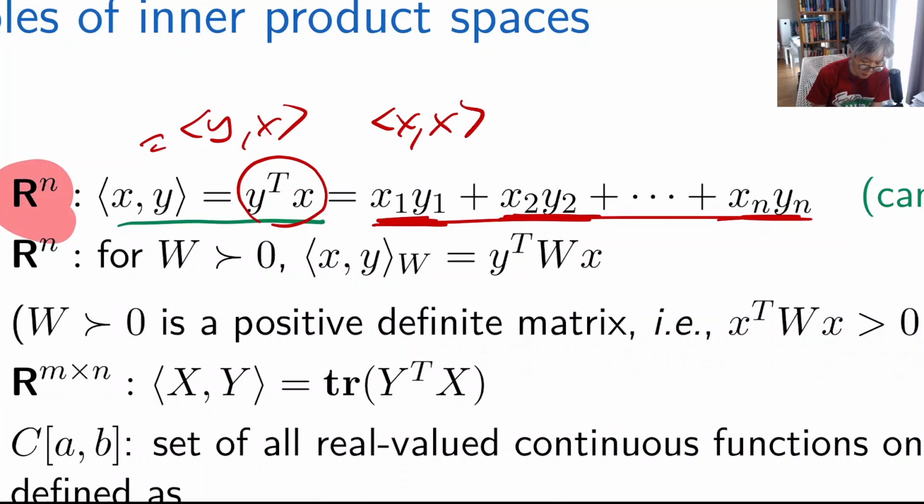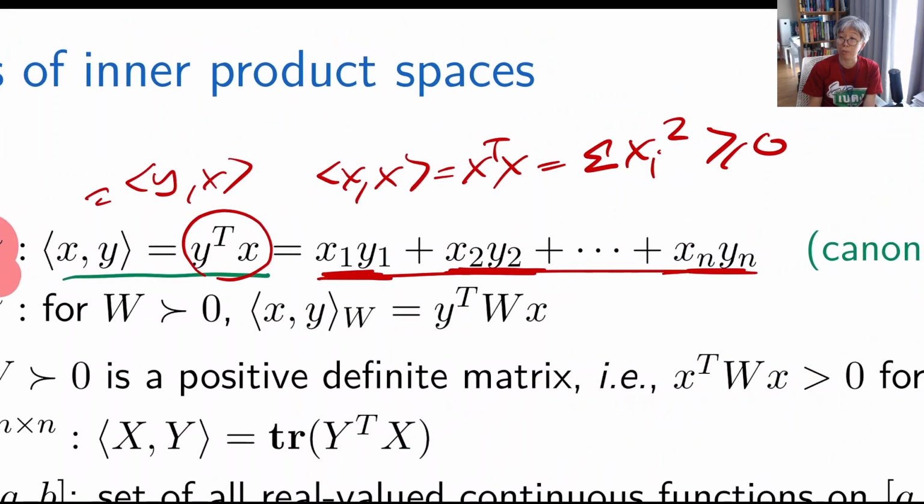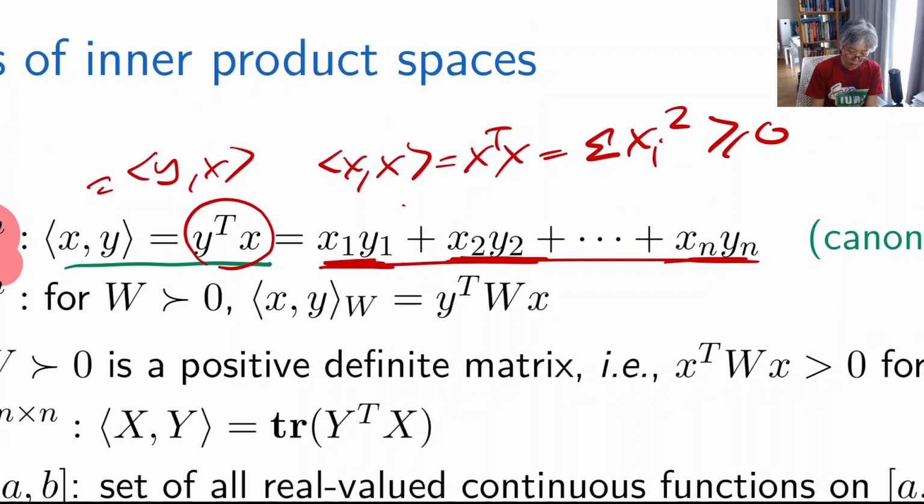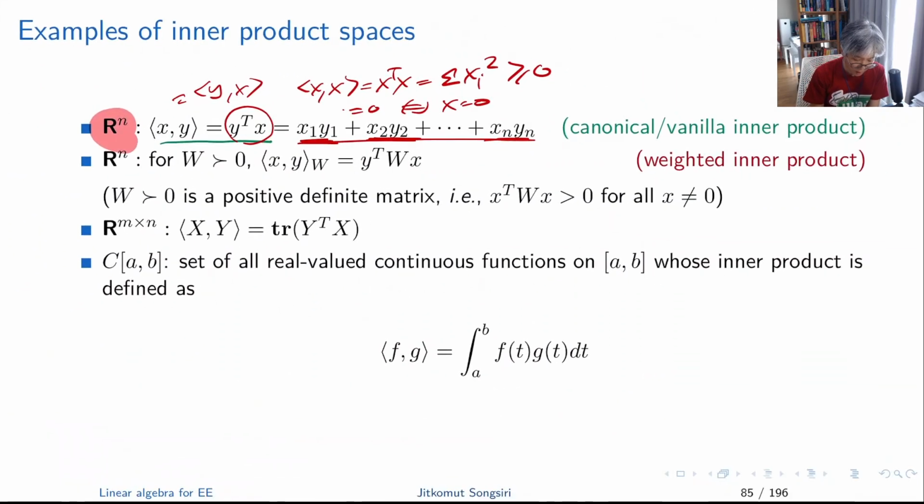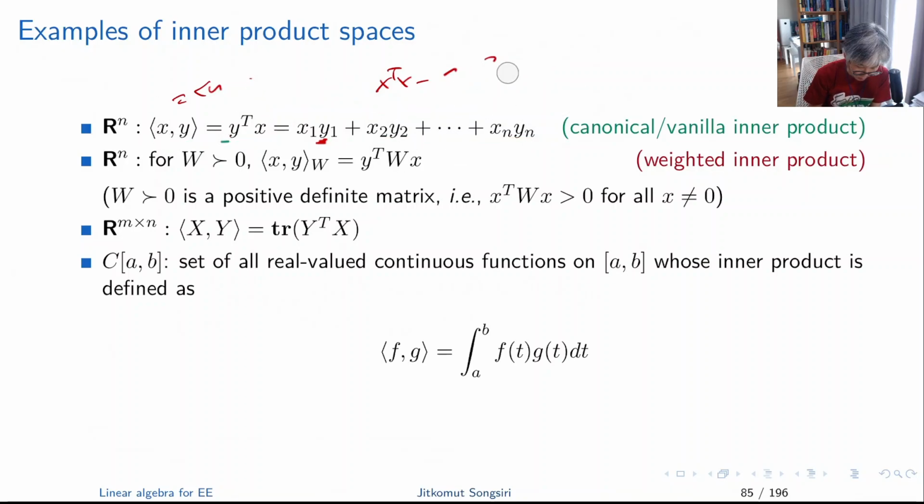Inner product between x and x is actually x transpose x, and that is going to be the sum of xi squared. That is always non-negative. And when this is zero, it only occurs when x is zero. That's very simple to see. This is called a vanilla inner product because it's the definition that you originally see in calculus and other classes at your undergrad level.